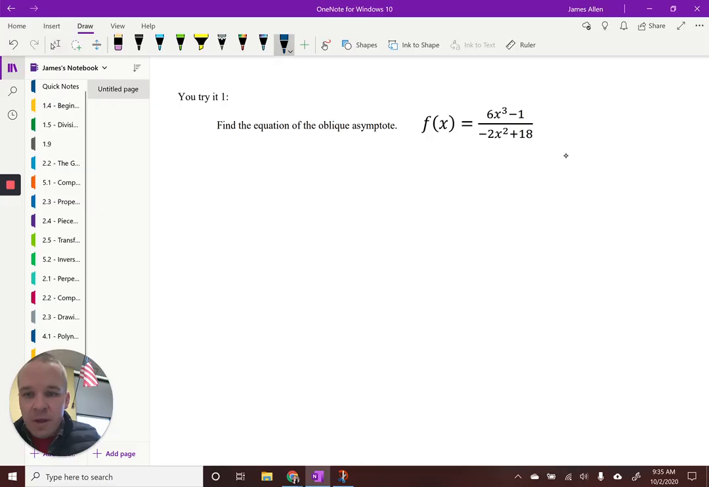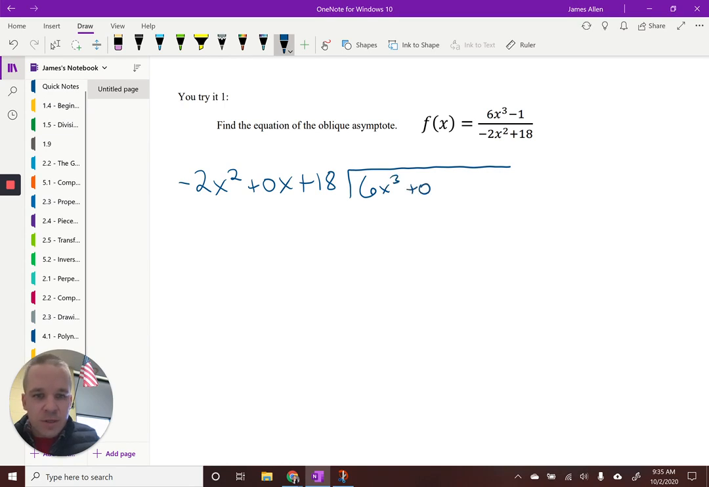All right, so we're going to have negative 2x squared plus 0x plus 18. Then we have 6x cubed plus 0x squared plus 0x minus 1. This is not an easy problem, but I've got confidence. You guys can handle this, all right? So now pause it, and then we're going to throw in the real solution after you unpause the video, all right?